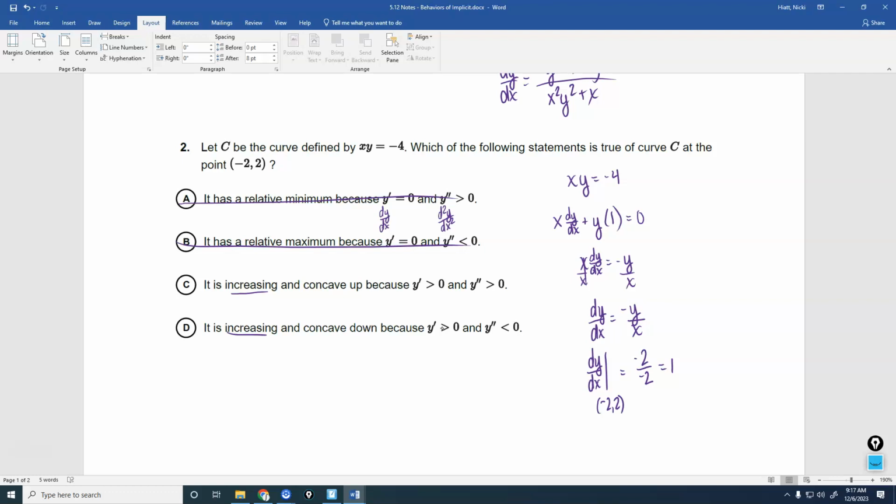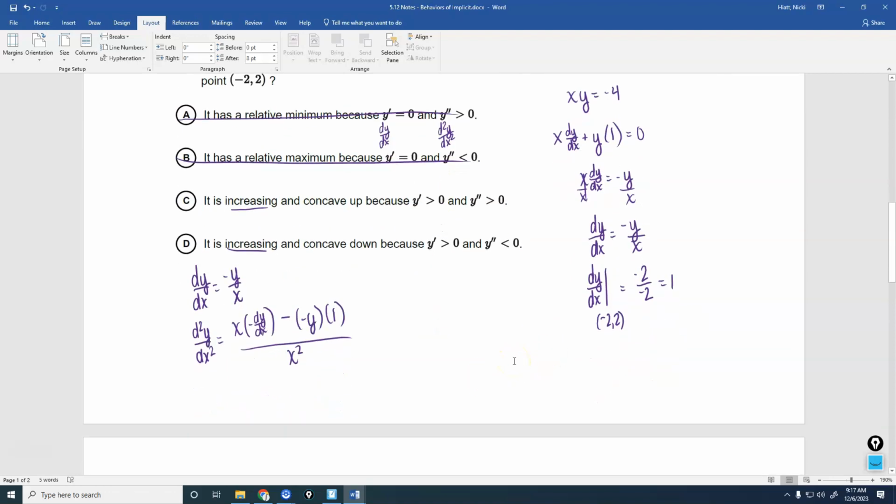But we have to find the second derivative here. So if I take dy dx and it equals -y over x, I need to take the second derivative of this. To do that, I need to use quotient rule. So I will have x times negative dy dx minus -y times 1 all over x squared.